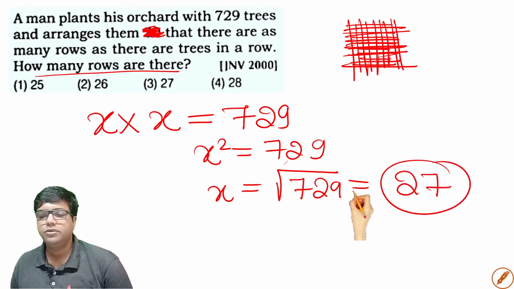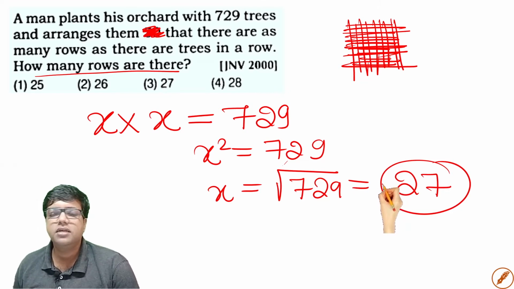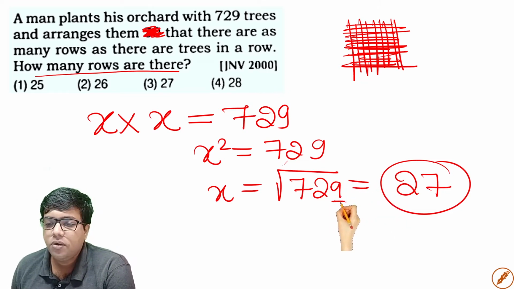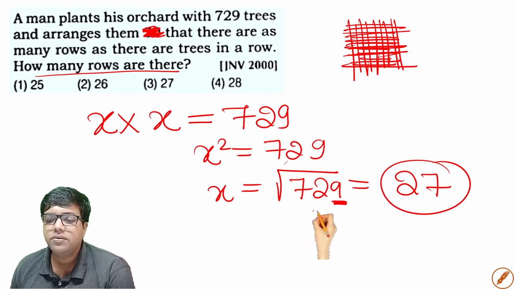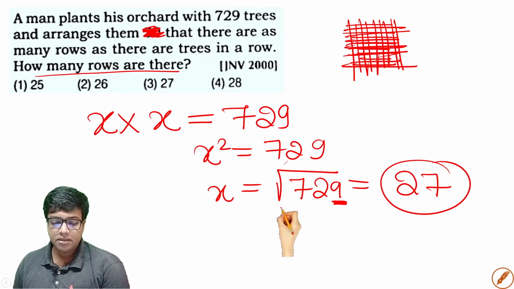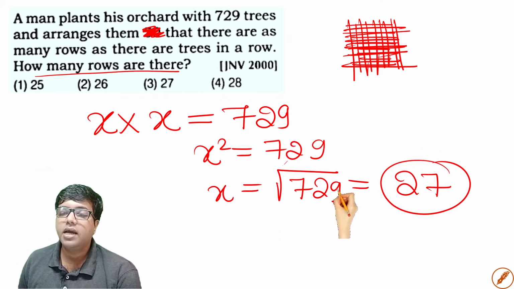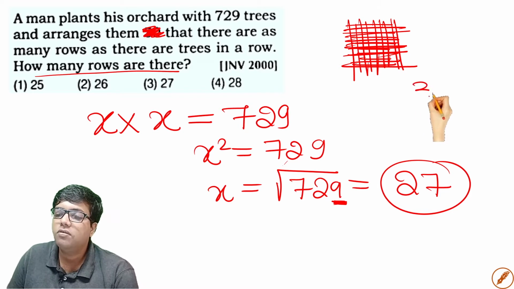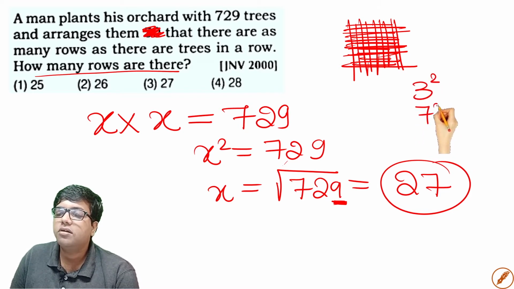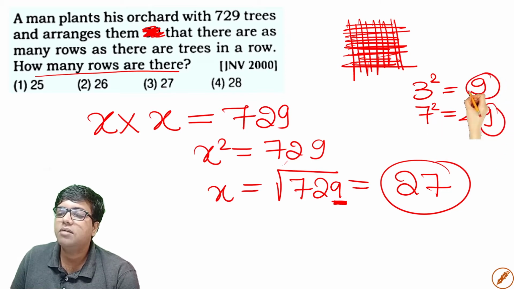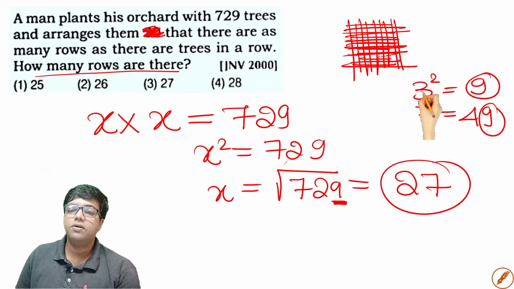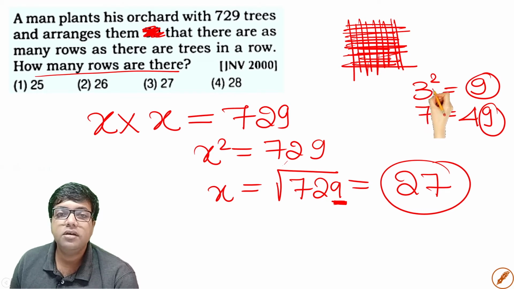Okay, you should be knowing these values. In case you don't know, the trick is to look at the unit digit. Which are the numbers which will give you 9 in the unit digit? It is always the square of 3 or square of 7. 3 square is 9, 7 square is 49, right?